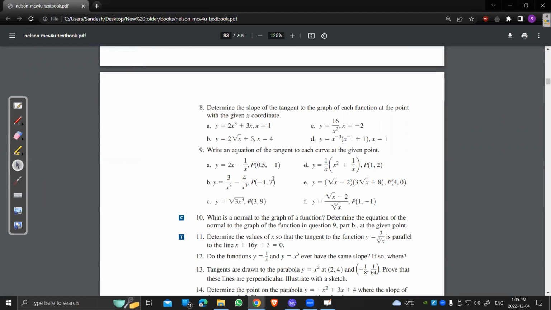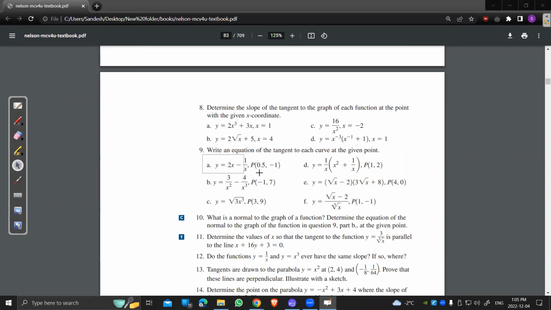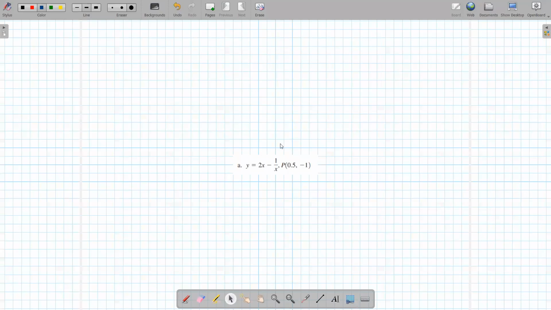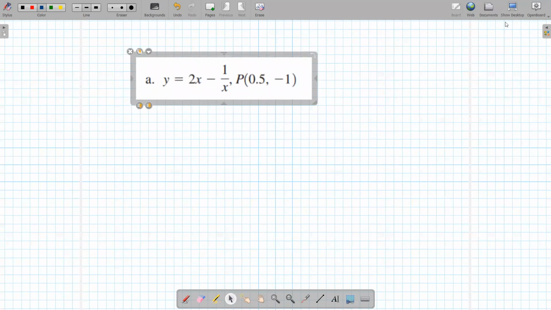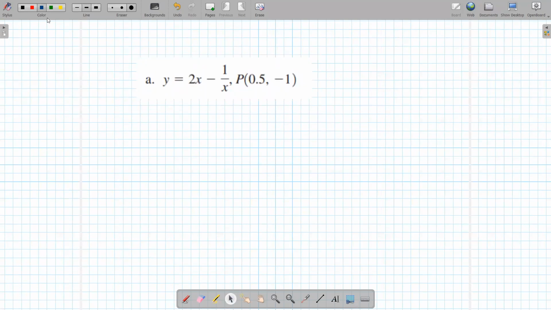Try doing some of these. And it is going to be slightly difficult, but that's part of the game, right? Now this question says, find the equation of the tangent. Find the equation of a tangent.